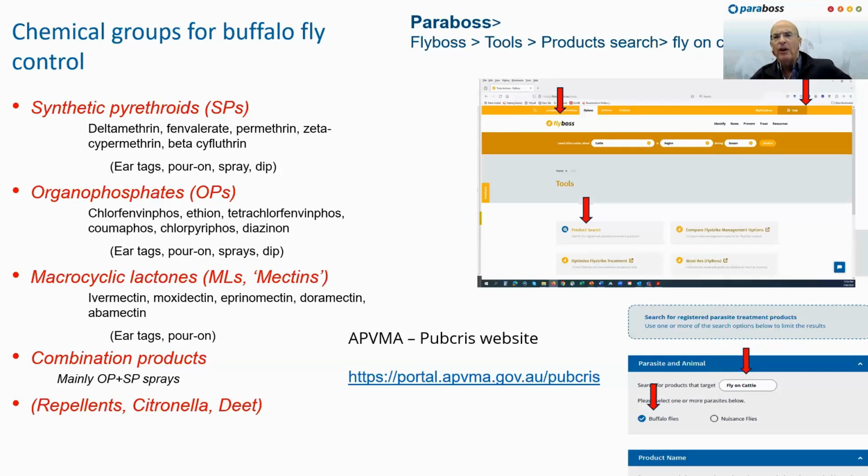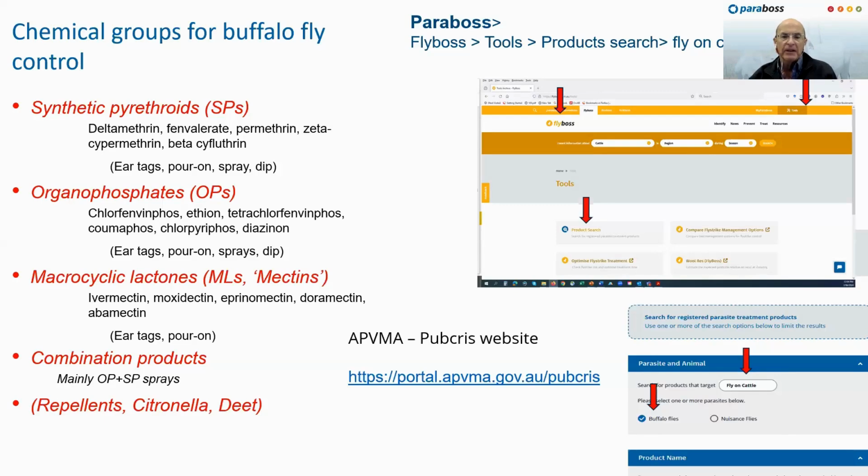If you just follow this progression up here from ParaBoss to FlyBoss, then over here to the tools on this top bar, down here to the products and animals, just filling these in. And then if you come down to buffalo flies, you can get a listing of a whole lot of information about application methods, about the different chemicals. But the really critical thing is to know these groups so that you can rotate them for resistance management. I'm going to talk about this a bit more later.